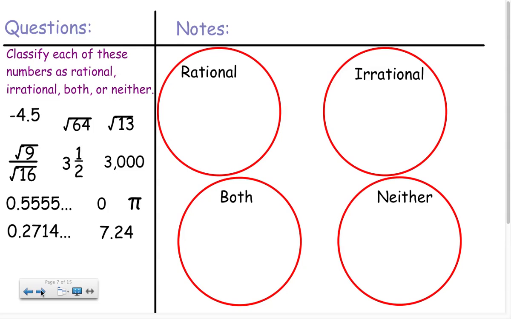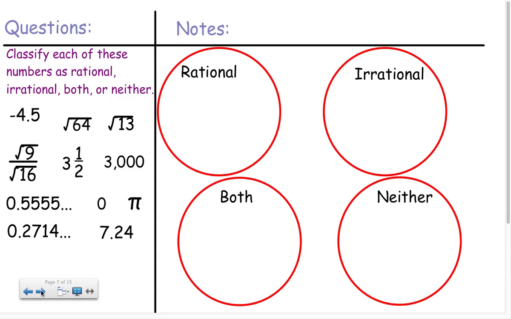So we've got 4 circles on here. We've got rational, irrational, both, and neither. We're going to take all these numbers on the left and drag them into the appropriate circle on the right. Now you can start wherever you want, whatever one seems easiest for you.